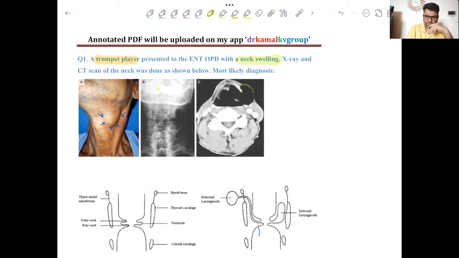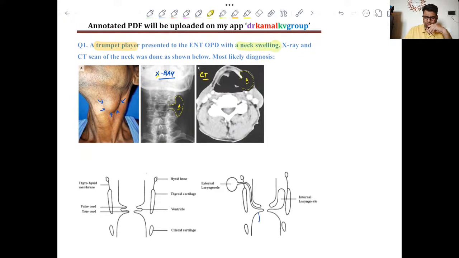So this is X-ray and this is the CT scan. Now what we can see in the X-ray or CT scan, we can see outpouching something like this. Similarly, in the CT scan, we can see the outpouching like this, right? Which is of course an air-filled cavity, and that's why it is appearing more radiolucent or more black. So this is the cavity here.